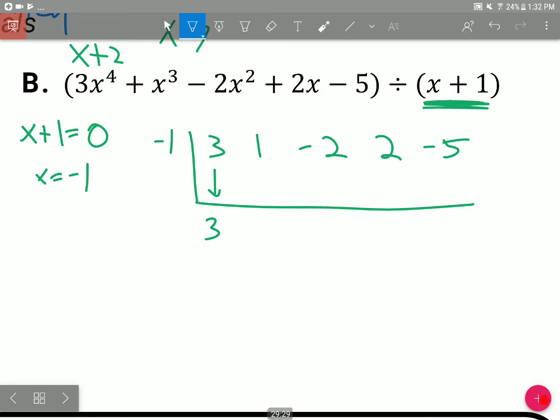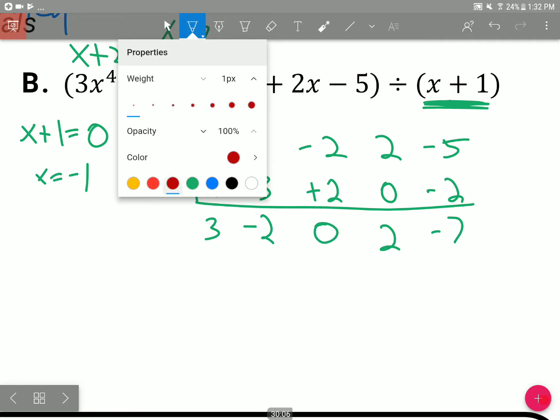3 times what? The -1. 3 times -1 is? -3. Combine those two. What do 1 and -3 add up to? -2. -2 times -1 is? +2. Add them up. You get 0. 0 times -1 is? 0. Add them up. You get 2. 2 times -1 is? -2. Add them up. You get -7. So what is your remainder in this case? -7. Don't drop your negatives. It's all right. -7 is your remainder.